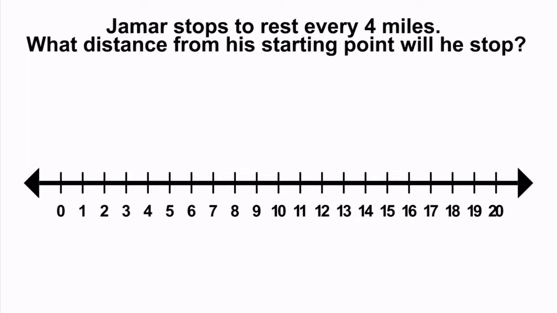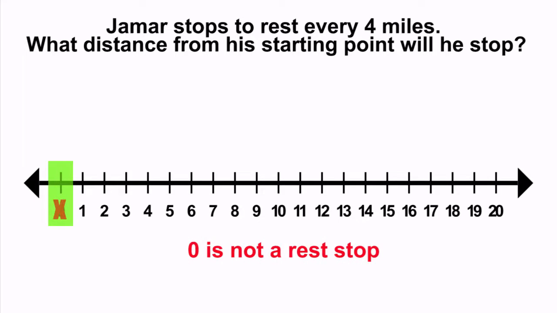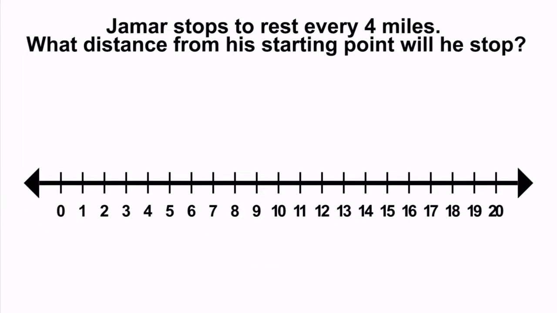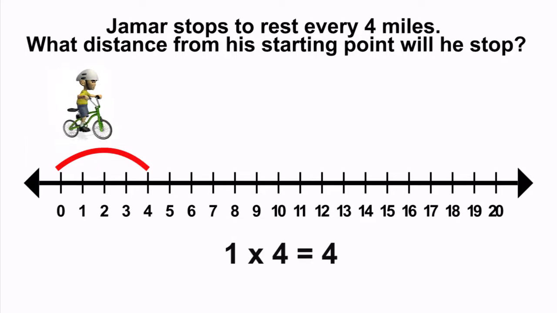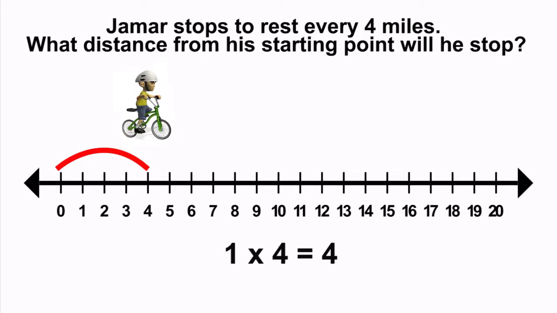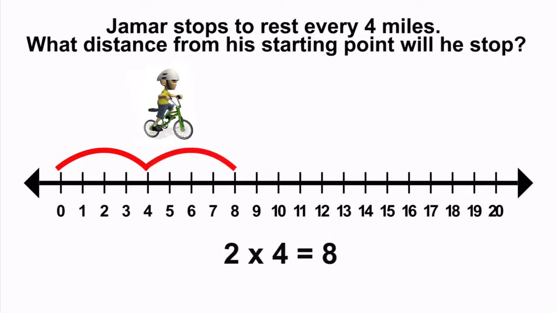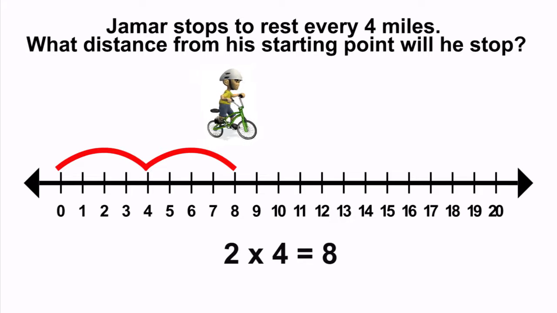To find multiples on a number line, always begin at 0. 0 is the starting point, not one of the rest stops. Let's begin at our starting point, 0. We are going to jump lengths of 4 because he stops every 4 miles. One jump of 4 is 1 times 4, which equals 4. 2 jumps of 4 is 2 times 4, which equals 8.